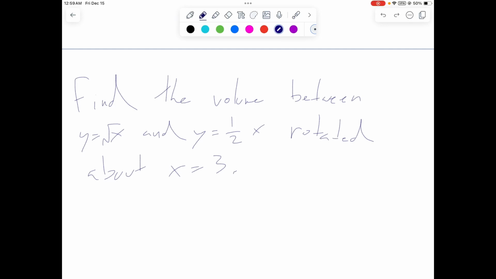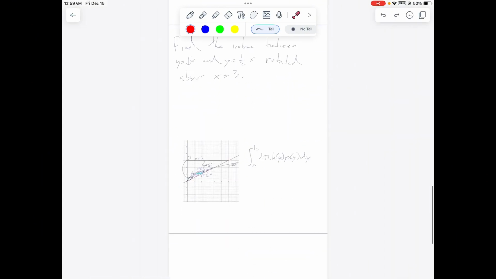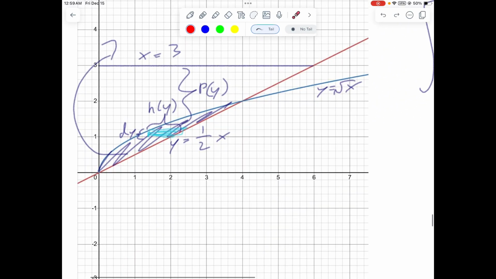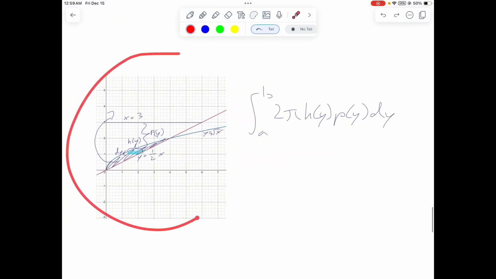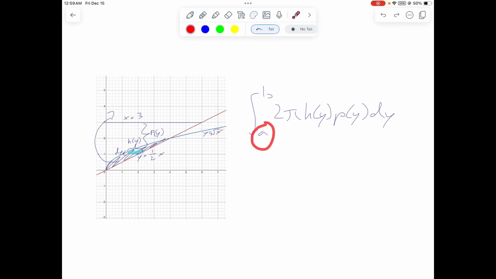So here's the question. Find the volume between y equals square root of x and y equals 1 over 2x rotated about x equals 3. So we can start with our exact same process where we draw it out first. And then we identify the bounds a and b, and then we set up our equation, which is 2 pi h(y) p(y) multiplied by dy. So I have that all labeled here.